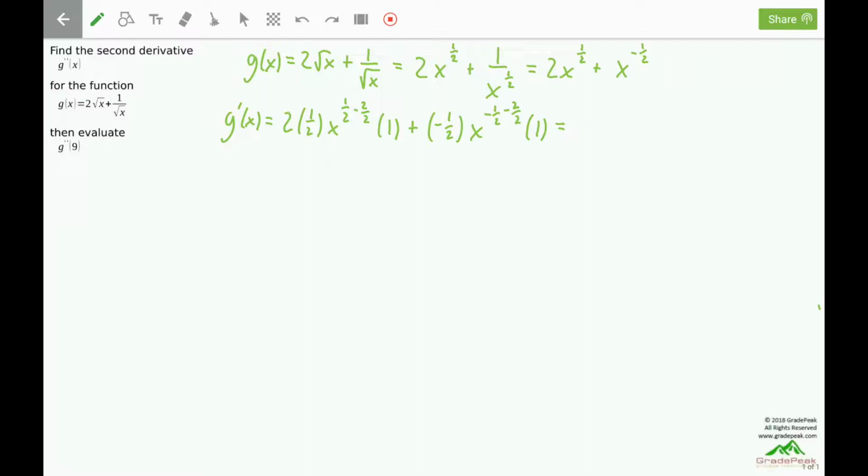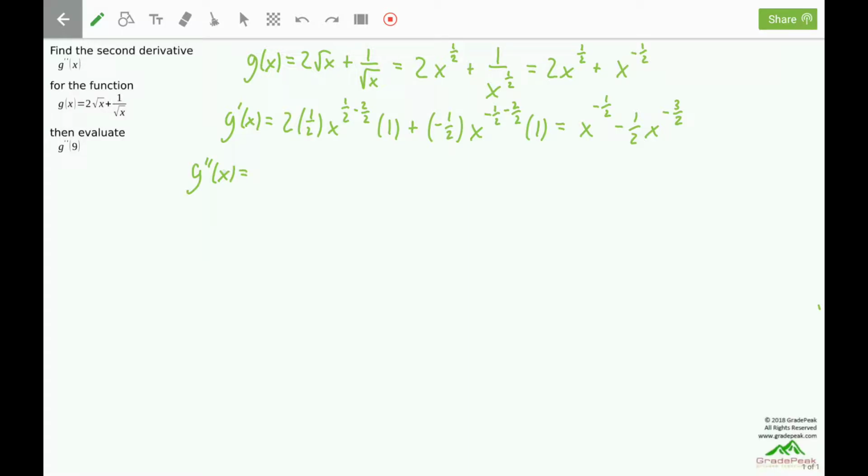Then for this first term, we can multiply all of the constants. A 2 times a 1/2 times a 1 is 2/2, or just 1. And we have x to the 1/2 minus 2/2, negative 1/2. The second term, we have a negative 1/2 and a 1 multiplying each other. That'll be a negative 1/2. And x raised to the minus 1/2 minus 2/2, minus 3/2. We're going to want to keep it in that form to be able to take the next derivative, the second derivative, g double prime of x.